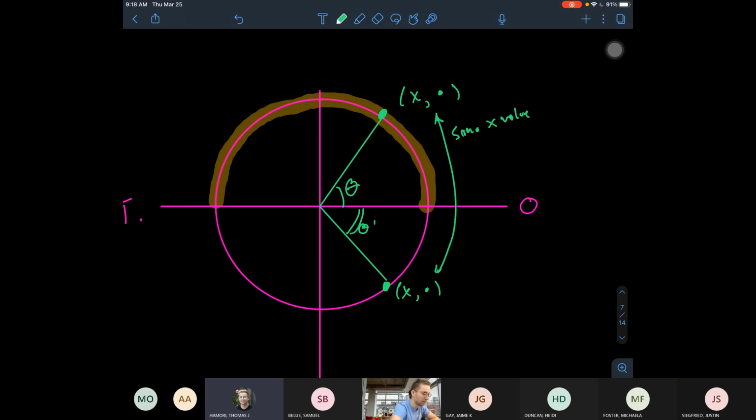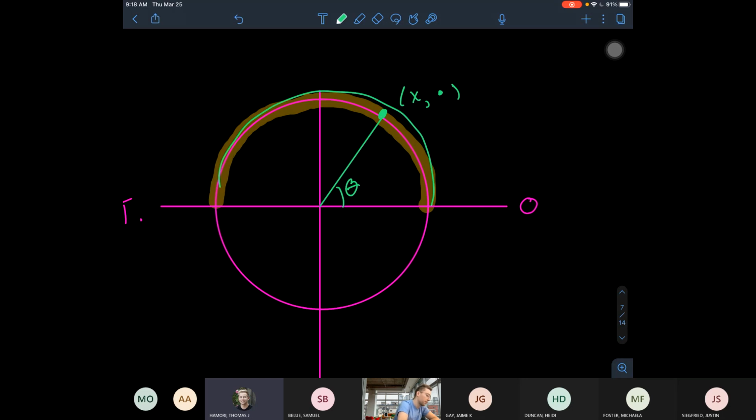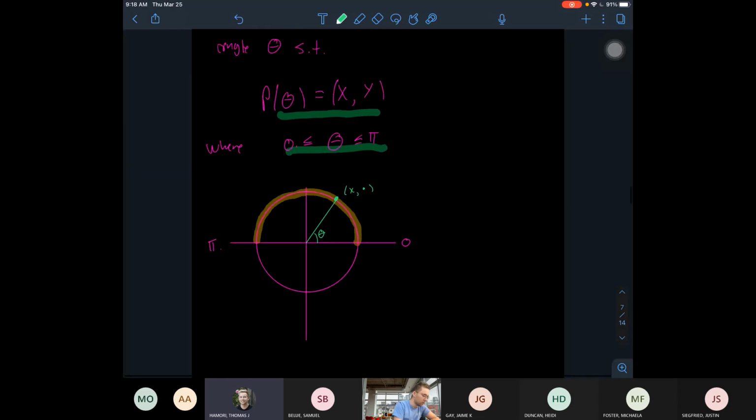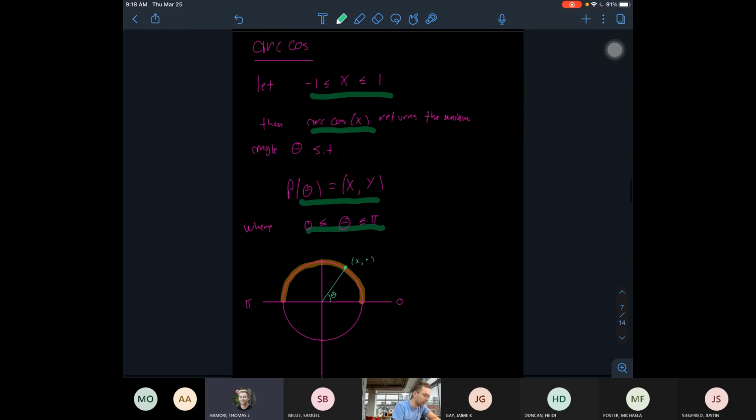And you say, give me the one that's on the top half of the unit circle. So I get rid of this other one, which is down here. I say, okay, we're not interested in that part of the unit circle. I just want to find the point on the unit circle which has that x value, and this point should lie on the top half of the unit circle. Okay, so that's how we handle arc cosine.